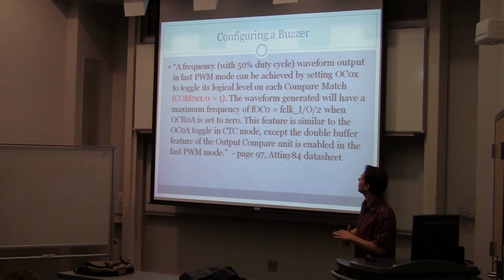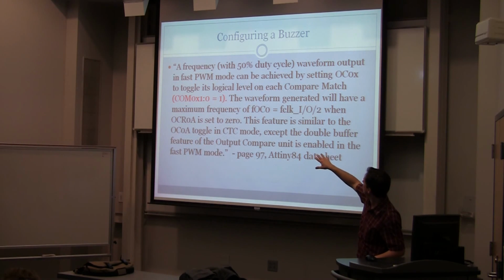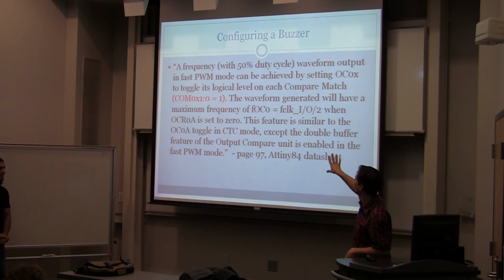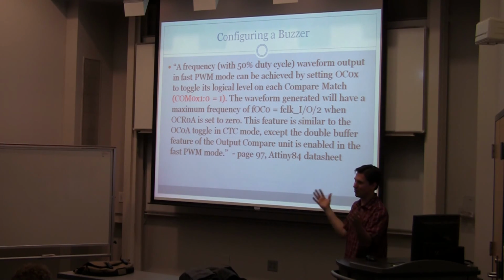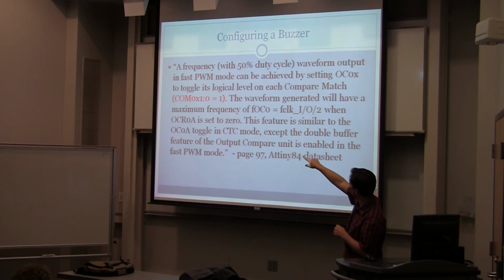Okay, so configuring a buzzer. This is from the data sheet, so let's just parse this a little bit. We can make a frequency that has a 50% duty cycle, so we're not changing how much it's on or off. And we use fast PWM mode, so you already know how to do that.